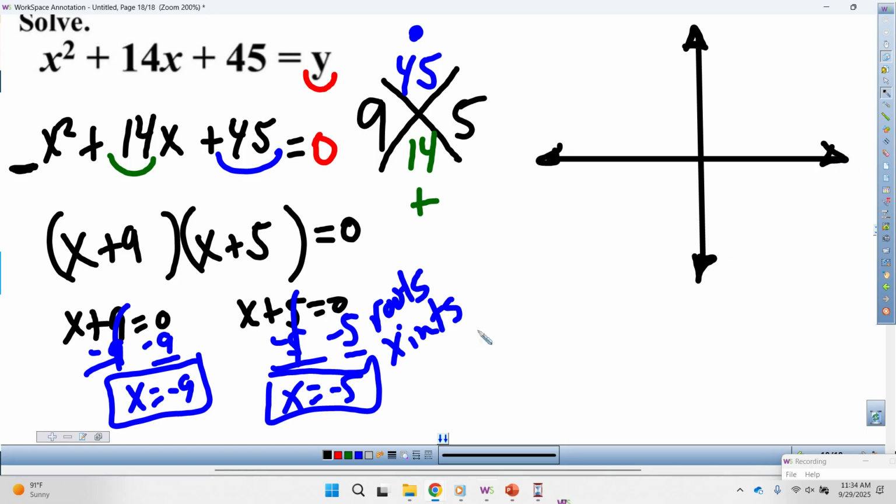All right. So what are my solutions? Negative 9 and what? Negative 5. So negative 9, let's say about right there. Negative 5 about right there.